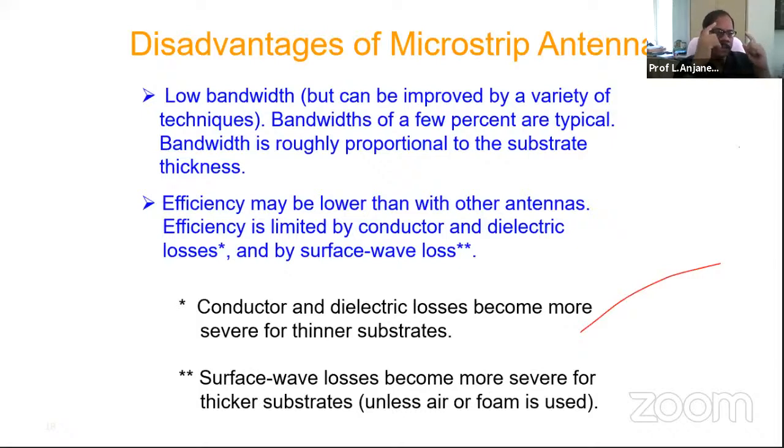That is one thing that we have to keep in mind whenever we design antennas for microwave or millimeter wave applications. And of course, the second one, called surface wave loss, becomes more severe for thicker substrates, unless air or foam is used between the antenna layers when you stack them up. Thicker substrates have some advantages in terms of stability and sturdiness of the antenna, but thicker substrates have this surface wave loss. Therefore, we have to make a compromise depending on the application.